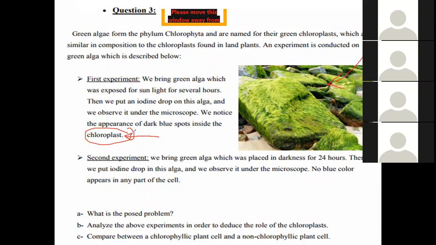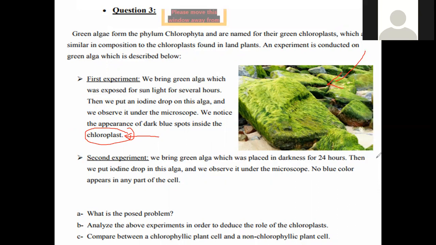Continue the second experiment, read it, please. We bring green alga which was placed in darkness for 24 hours. Then we put an iodine drop on this alga and we observe it under the microscope. No blue color appears in any part of the cell. So no blue color means that there is no starch. This means that there is no photosynthesis.